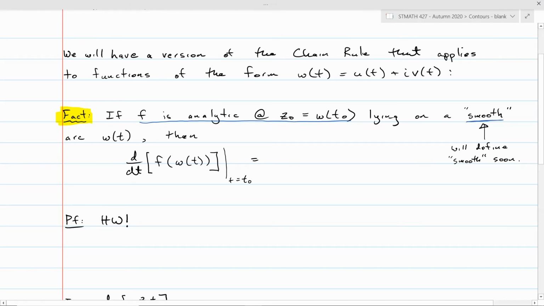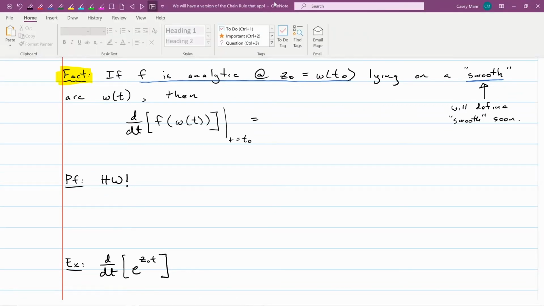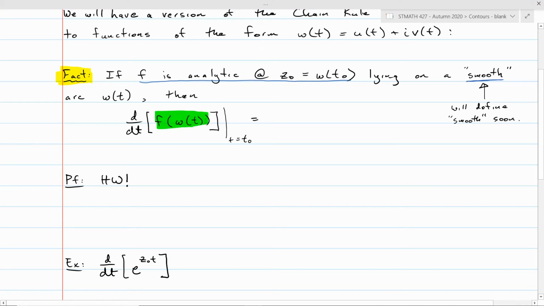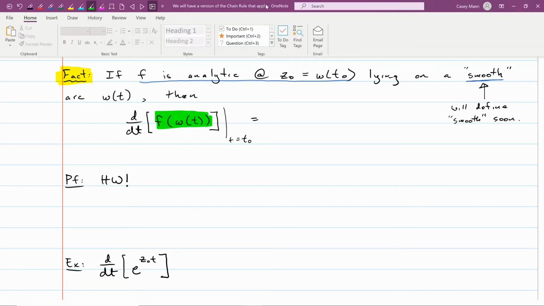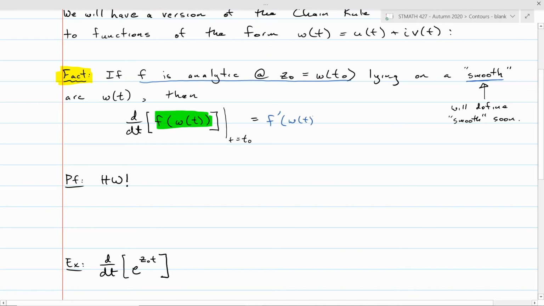Well, we haven't defined what we mean by smooth, but we will pretty soon. But basically it just means that the derivative of the w of t function exists and is never equal to 0, or at least it's not 0 at the point in question. Then to differentiate f of w of t, it works just like you think the chain rule should work. You differentiate the outside function, leave the inside function alone, then multiply times the derivative of the inside function.